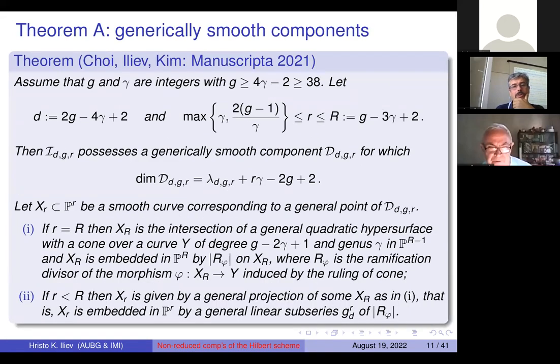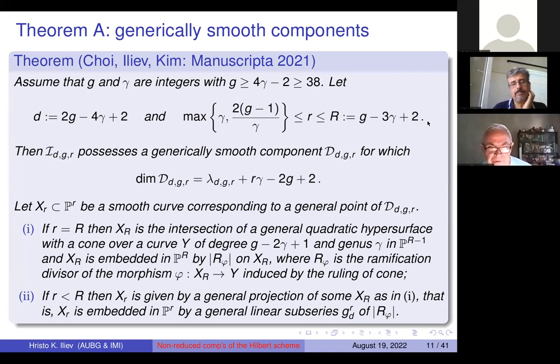So the extension of the first result that I quoted is the following theorem that I call theorem A. And in theorem A, in fact, we gave a very clear geometric description of the curves that make the first component D in the results that I mentioned, as we have much milder assumptions about the invariants D, G, and gamma. Namely, we have D equal to this number here, and R to be between the maximum of gamma and (2G minus 1) divided by gamma, and G minus 3 gamma plus 2.